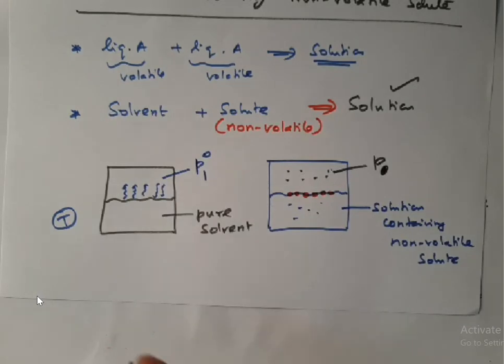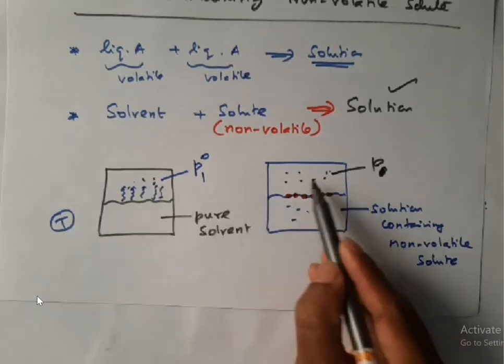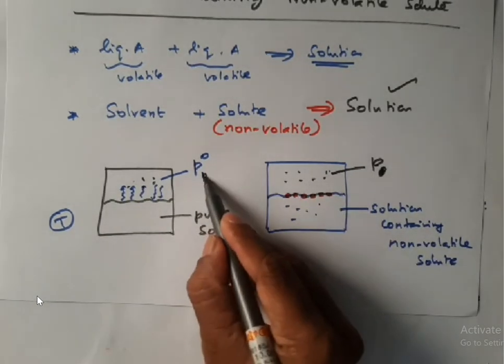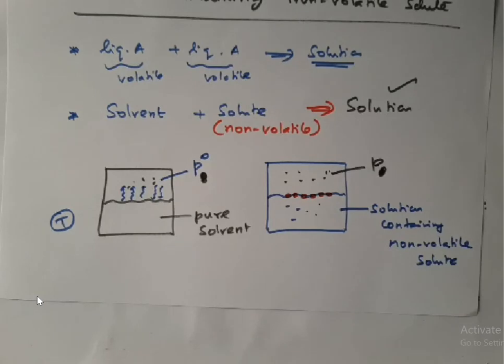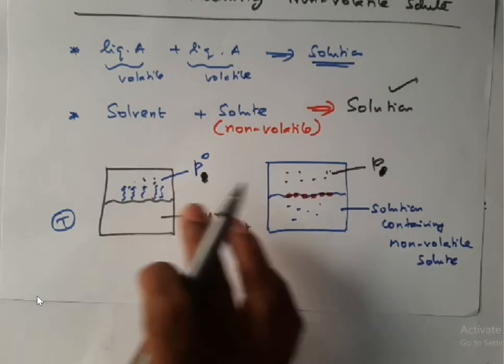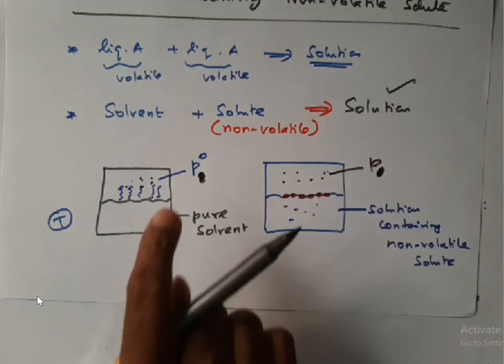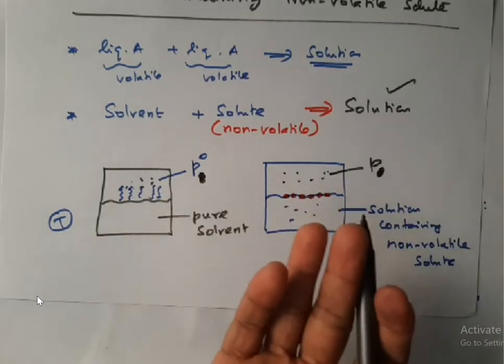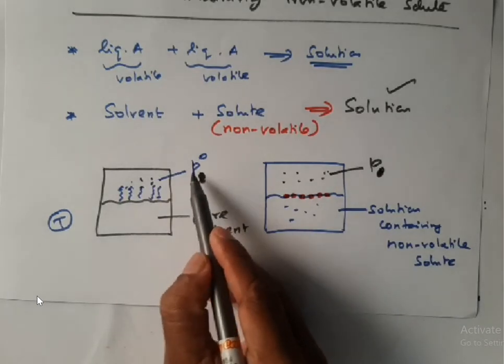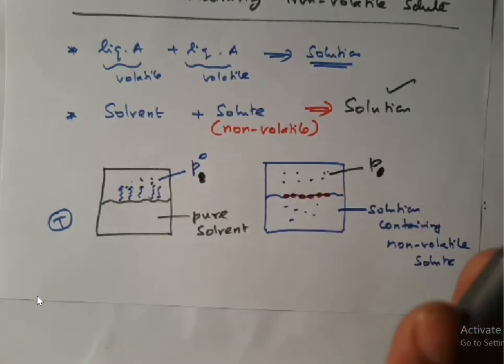Since here also I have solvent molecules in the vapor state, it is not necessary to put the subscript 1. Why? Because it is very clear that the vapor is occupied by only solvent molecules, whether it is solvent or solution. Am I right, students? So this 1-2 representation is not required here. P naught means vapor pressure of pure solvent. P means vapor pressure of solution.